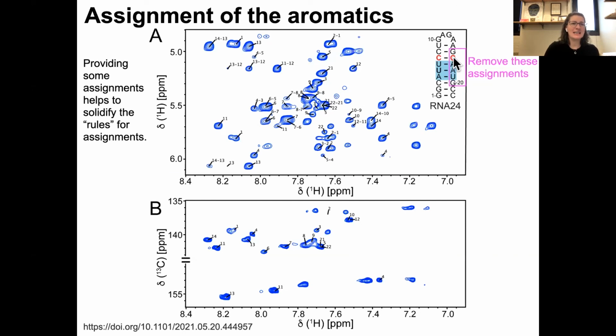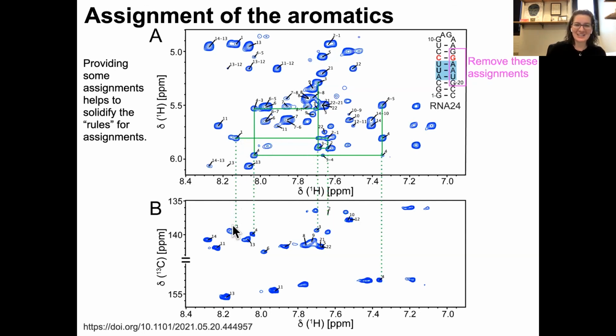Pairs of students in the class were then given the partially assigned proton-proton NOESY and proton-carbon HSQC data for a single RNA. Having this partial assignment really allowed the students to learn through doing the rules for assigning their data set. So they could really focus on seeing the trends rather than trying to memorize some abstract rules. So for example, it was really easy to connect nucleotide 1 to nucleotide 2, nucleotide 2 to 3, 3 to 4, and so on and so forth.